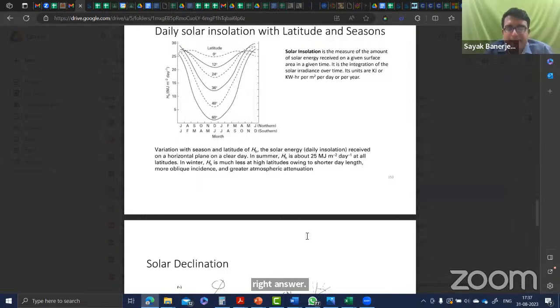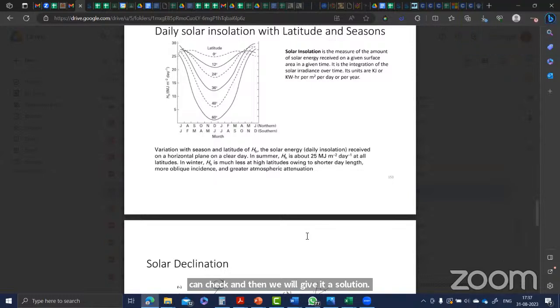Understood. Let me see if I can put some practice problems together as a PDF, with a solution key later, so that you can check, and then we will give the solution. That way I can try something out. I will do that. Okay, thank you.